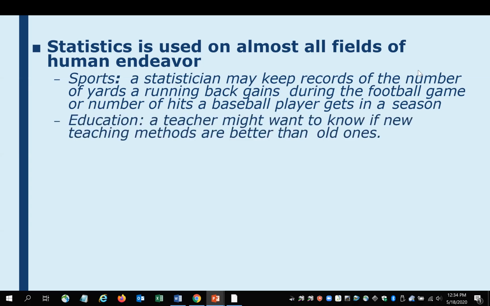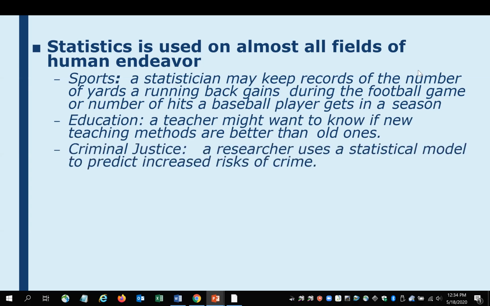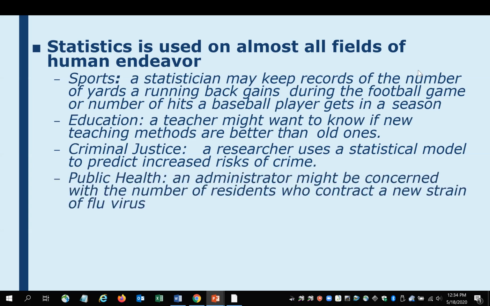Education. A teacher might want to know if a new teaching method is better than an old one. Criminal justice. A researcher uses a statistical model to predict increased risk of crime. They also use statistical models to help catch criminals based on where they can predict the next place they're going to strike or that sort of thing.